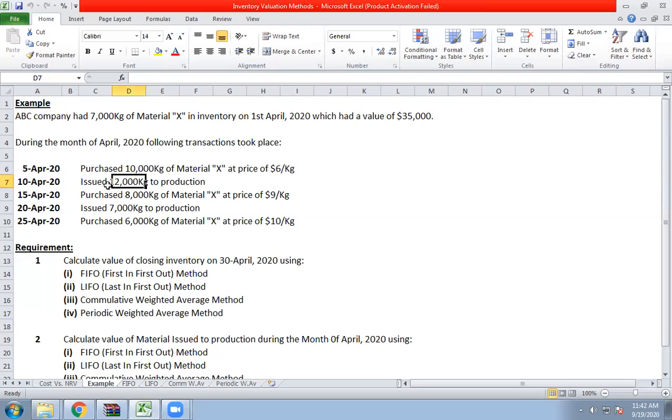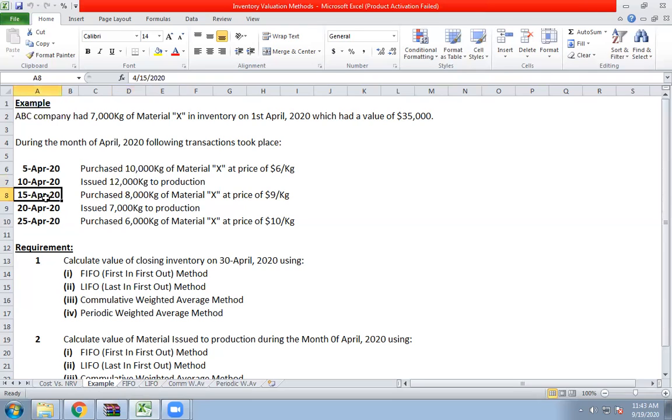So once there is an issue, we have to calculate the value of this issue using some method. Either it would be FIFO, LIFO, or weighted average. We always have to calculate the value of issue. Once we calculate the value of issue, we can also calculate the value of the remaining balance, that is called closing inventory.